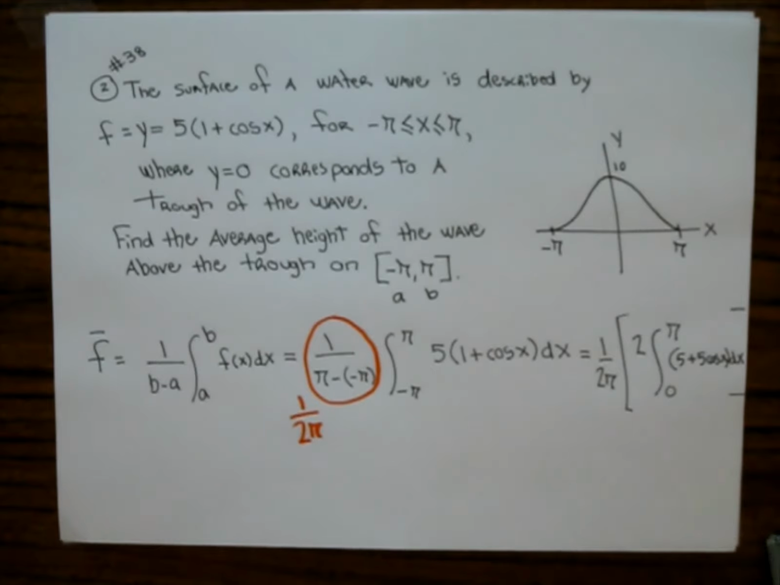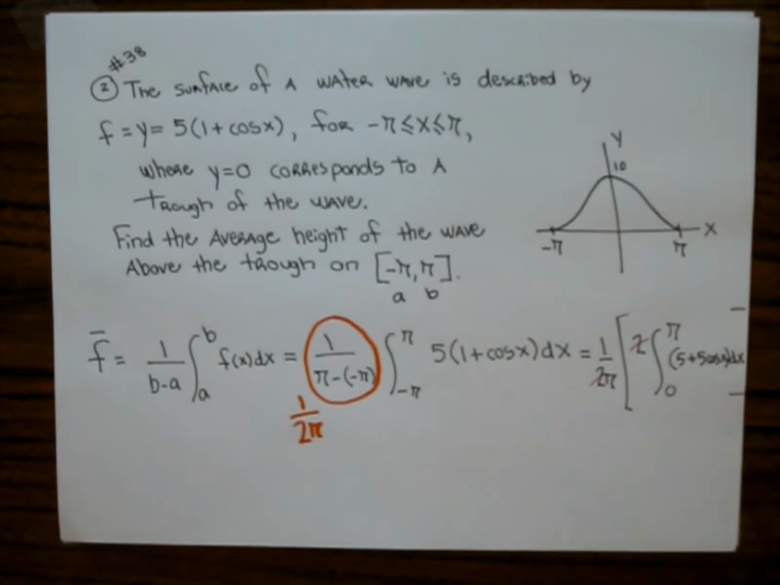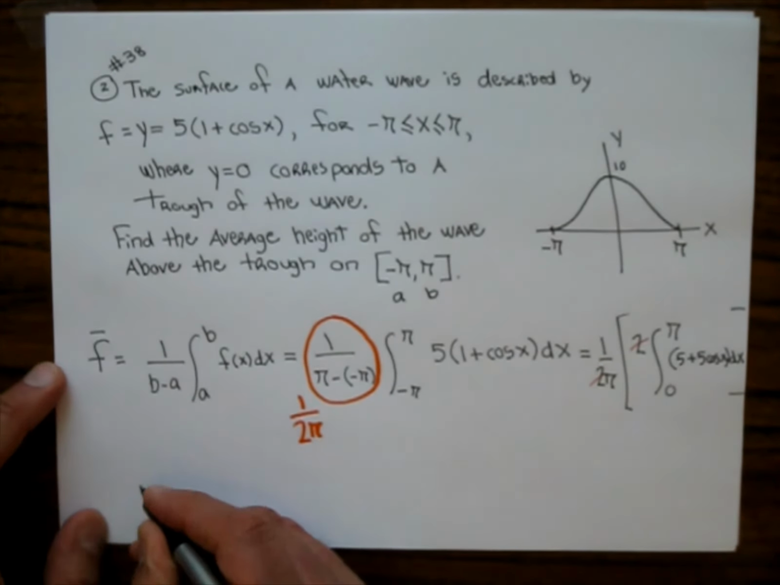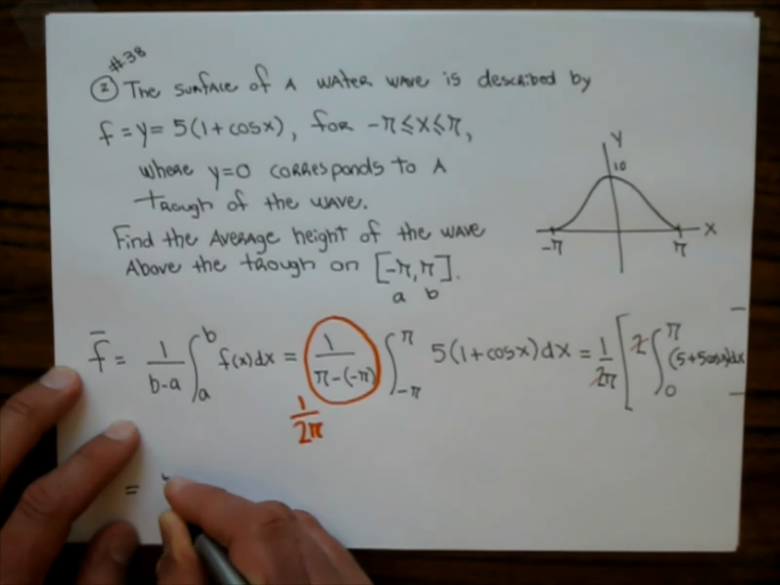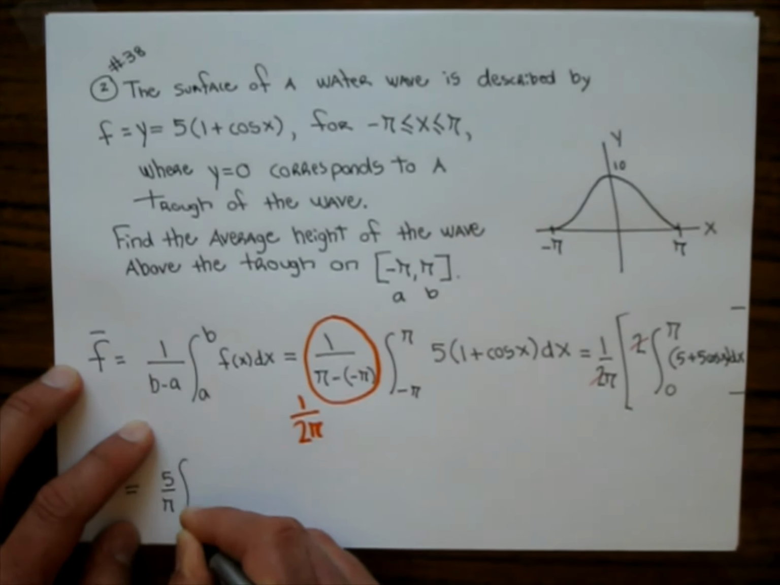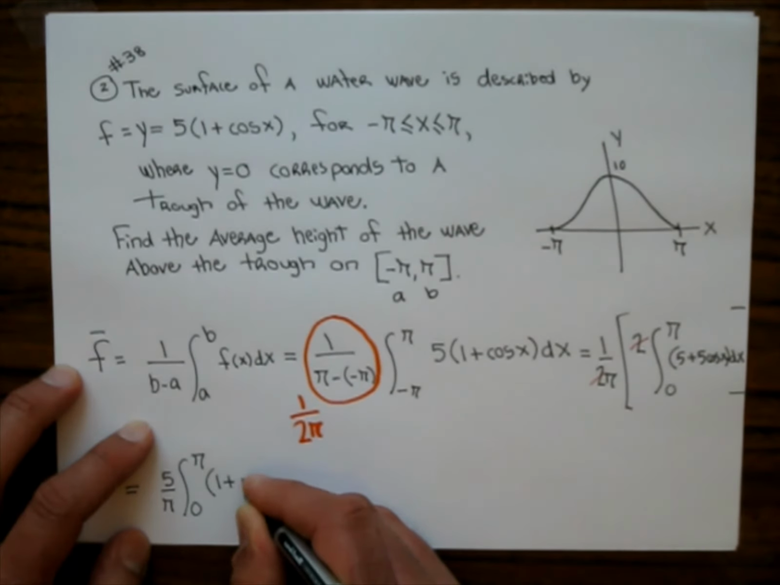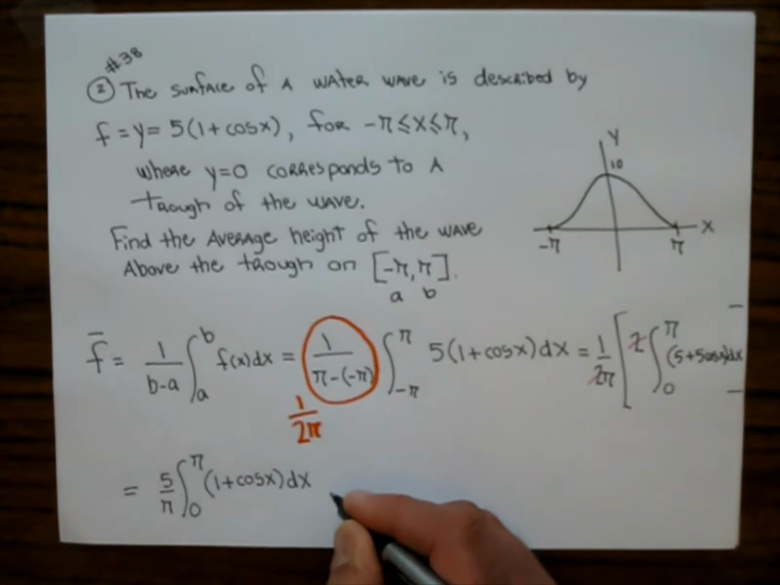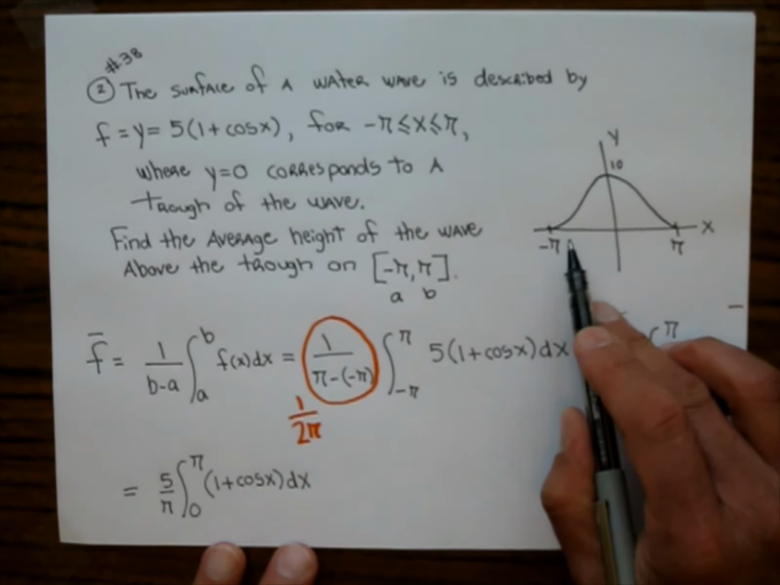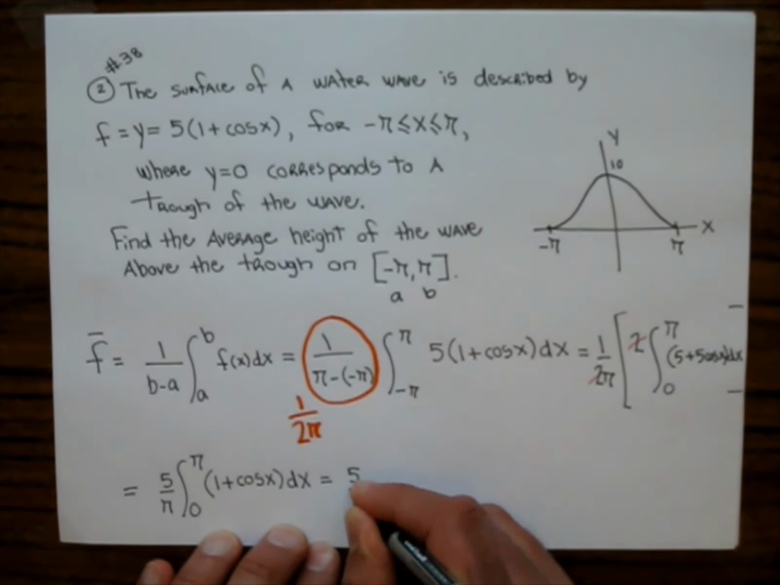So a few things that we can do. We can cancel the 2's. We could also take a 5 out. Now you don't have to, but I'm going to. So this is really 5 over pi, the integral from 0 to pi of 1 plus the cosine of x dx. So we're going to find the average height of this wave. So this is 5 over pi.